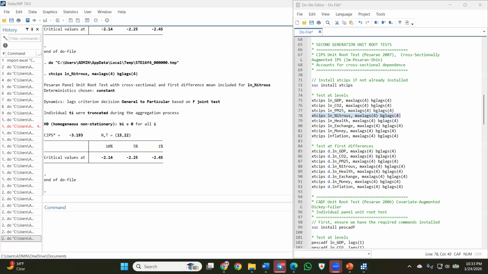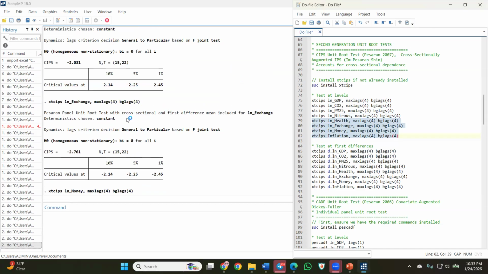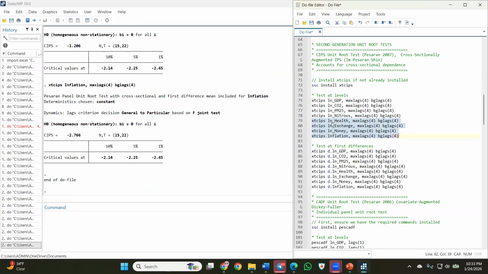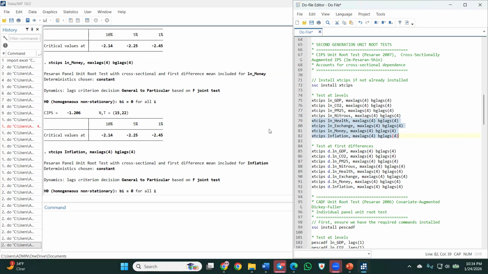So therefore, we fail to accept the null hypothesis. That means it is stationary. So let's run for the remaining one and let's summarize the results. That's how you run for all the variables, and that's how you interpret it. Then I have a question.